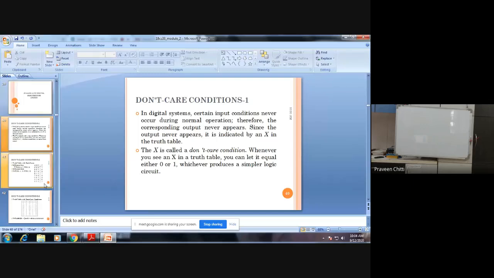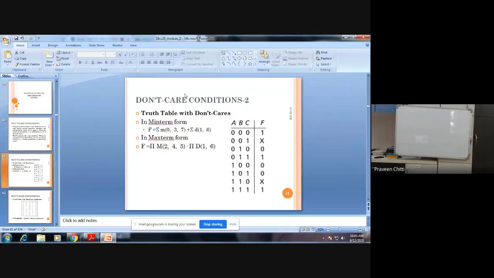According to your wish, you can treat the don't care X as either 0 or 1. I hope it is clear what is don't care. Don't care means certain input conditions never occur, and as a result the corresponding output also will never appear, and that output is denoted by the letter X, and this X can be treated as either 0 or 1, and that itself is called don't care condition. That will be more clear in this particular example.